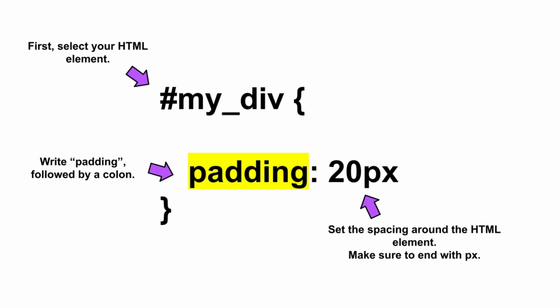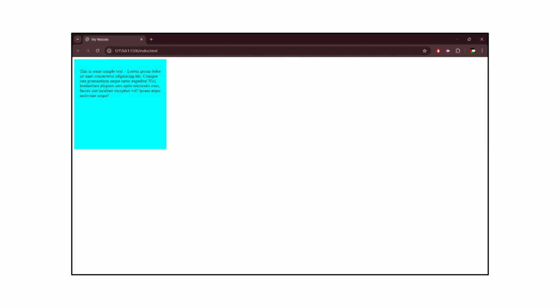First, write padding all lowercase and follow it with a colon. Then write the number of pixels you want there to be between your content and your border. Make sure to end it with px. This is how it will look on our website.